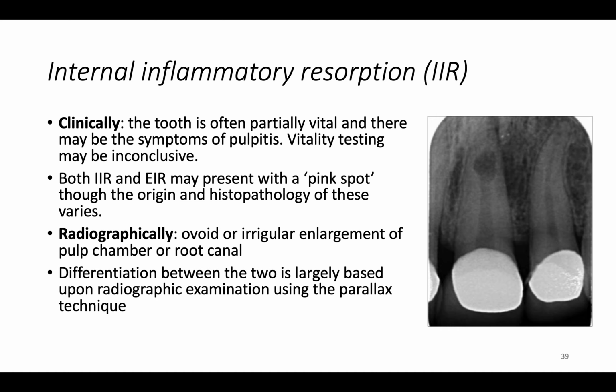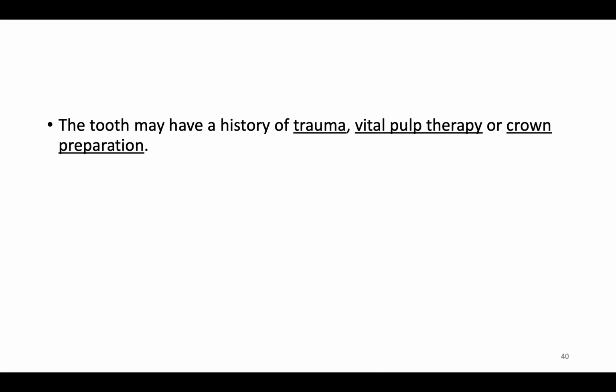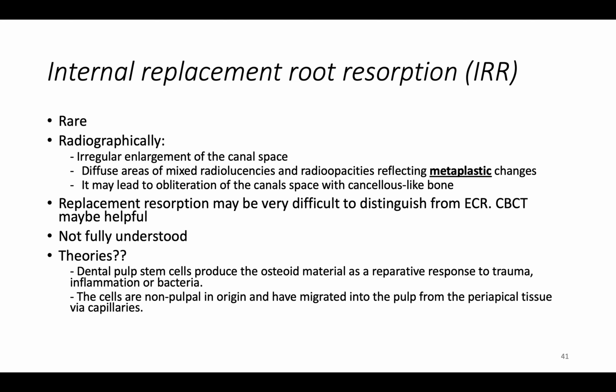Another thing that you will notice in radiographs, if it was an internal inflammatory resorption, the resorptive defect will be continuous with the root canal. While if it was an external inflammatory resorption, you will see a circle representing the resorptive defect, and then you will see the lines of the canals overlying the resorptive defect. Okay, so these are two features to distinguish the internal inflammatory resorption from the external inflammatory resorption. As we have said previously, the predisposing factors could be trauma, vital pulp therapy, or crown preparation.